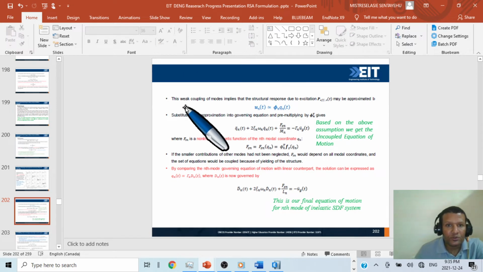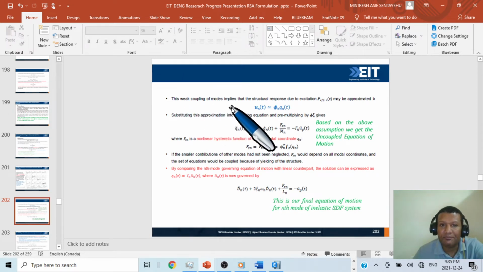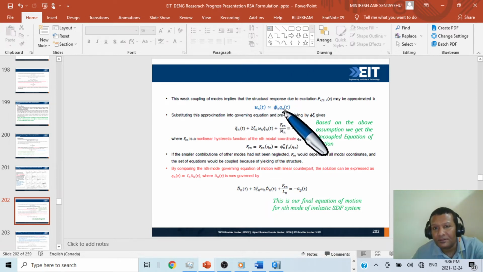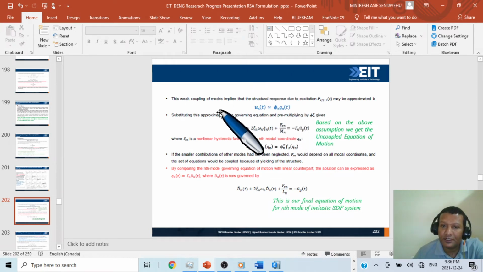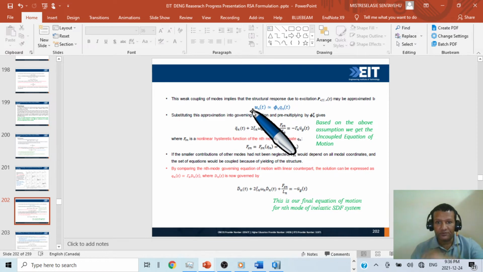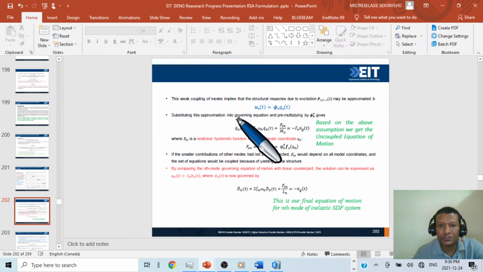Okay. So this weak coupling of modes implies that the structure response due to excitation P effective nth mode only may be approximated by this. Now the displacement of the structure u(t) can be taken approximately from the q coordinate using modal expansion, multiplied with phi, then you can find the response of the multiple degree of freedom system. Substitute this approximation into the governing equation and pre-multiply by phi transpose, meaning modal.